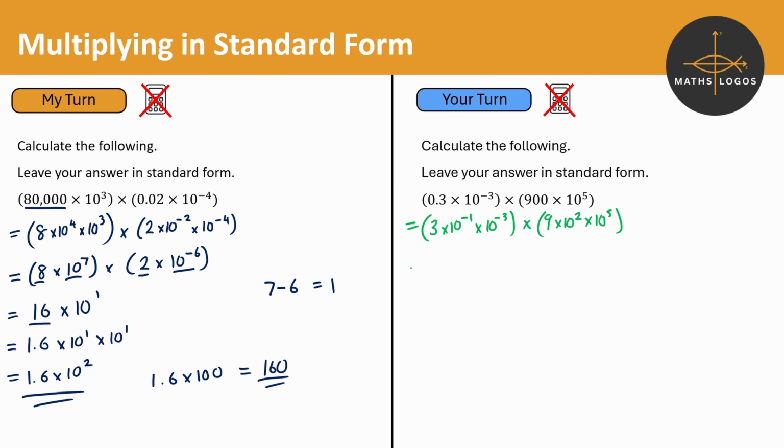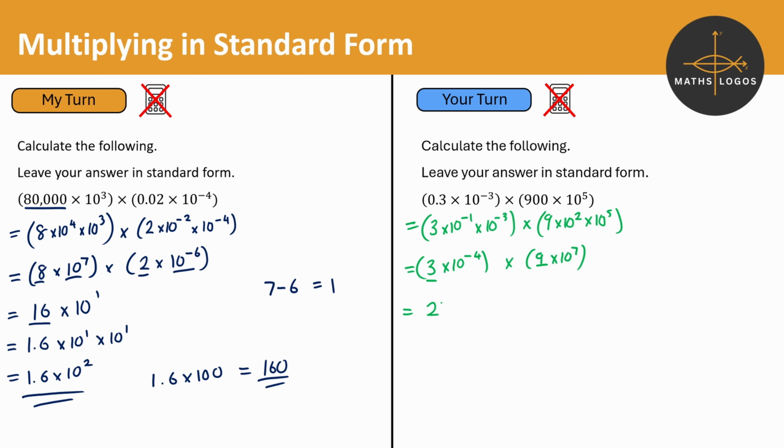Go ahead and collect together everything in the bracket that we can. So I'm going to collect together those 10s. 10 to the -1 multiplied by 10 to the -3 is 10 to the -4. And then do the same thing in the other bracket. So 10 to the power of 2 multiplied by 10 to the power of 5 is 10 to the power of 7. Multiply your coefficients together.